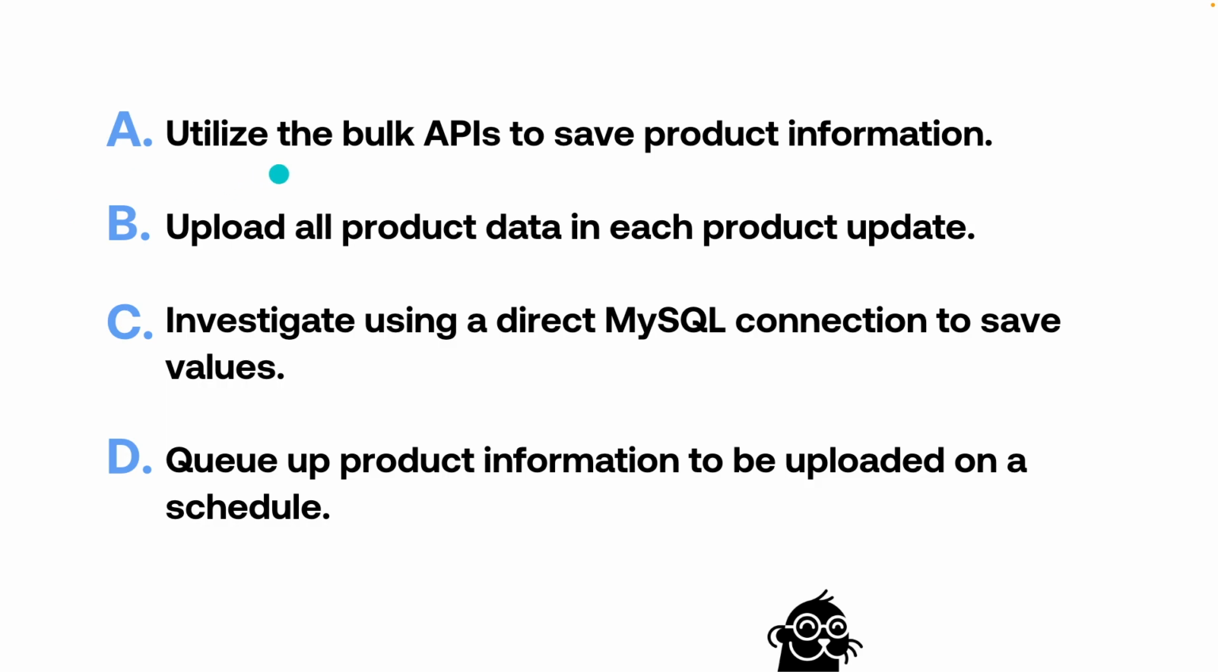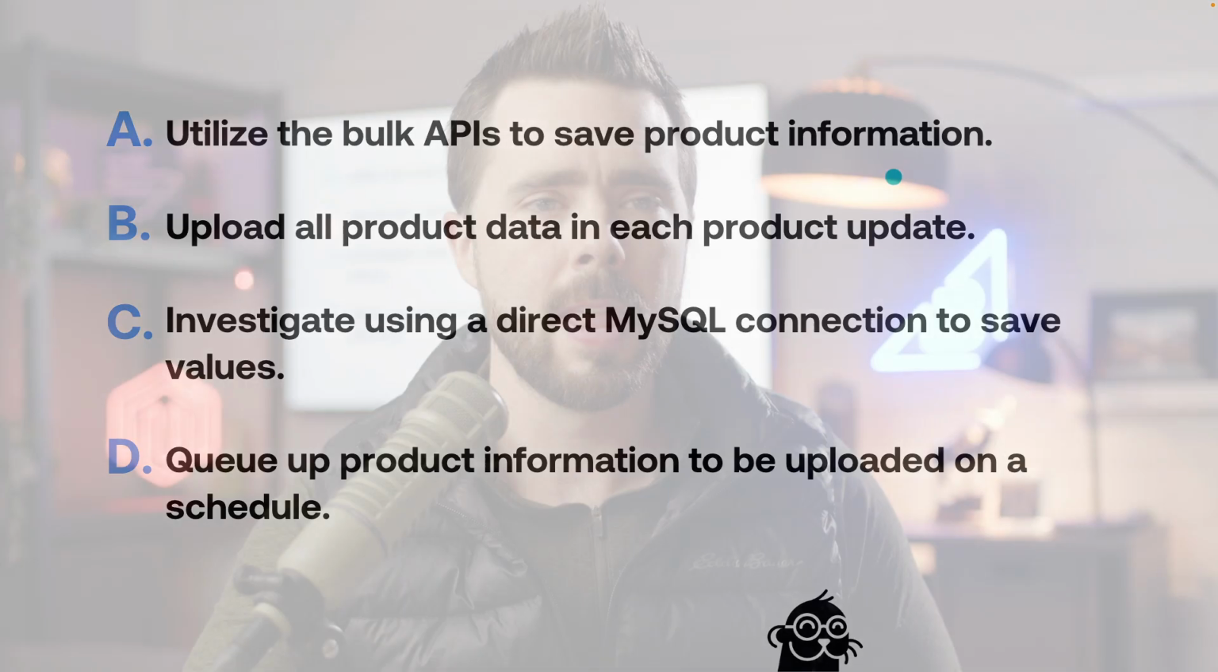At the end of the day, these all are suggestions, well, for the most part, to help increase the performance of a Magento website. Give or take, there's one in there that is not necessarily that. And so let's walk through each one of them and check the veracity of each and see how this works. All right. Answer A, utilize the bulk APIs to save product information. Now, the bulk APIs are built on top of this asynchronous message queuing system.